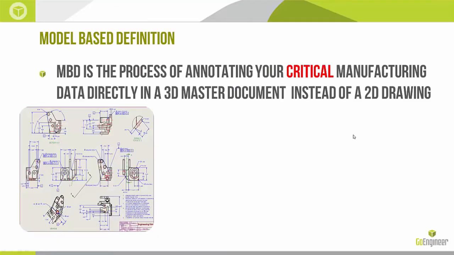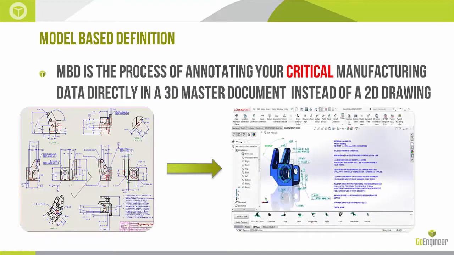All right, cool. So let's talk about model-based definition, what MBD is. MBD is, we're trying to eliminate the 2D drawing at this point. 2D drawings were good, they were sufficient, but there's a lot more information that can be gleaned out of a 3D model with rotatable and interactable dimensions and things like that. You can really get a lot more perspective on a part that is sometimes lost when you're reduced to a 2D format. So you'll notice the key word there in the definition for MBD for us is critical manufacturing data.